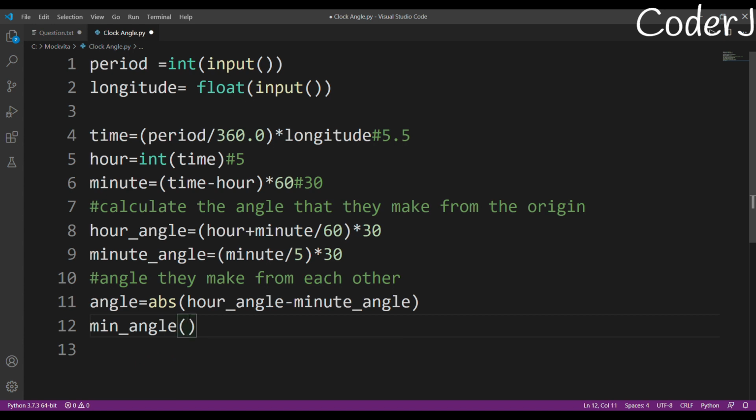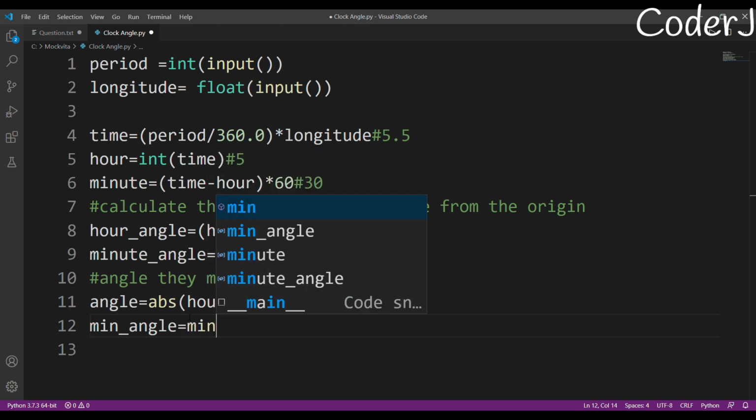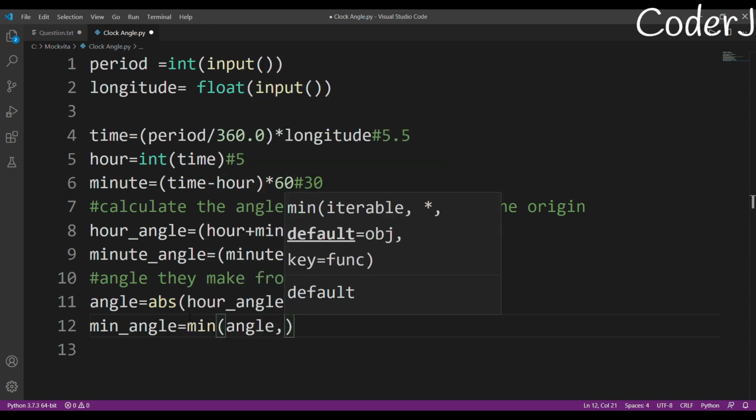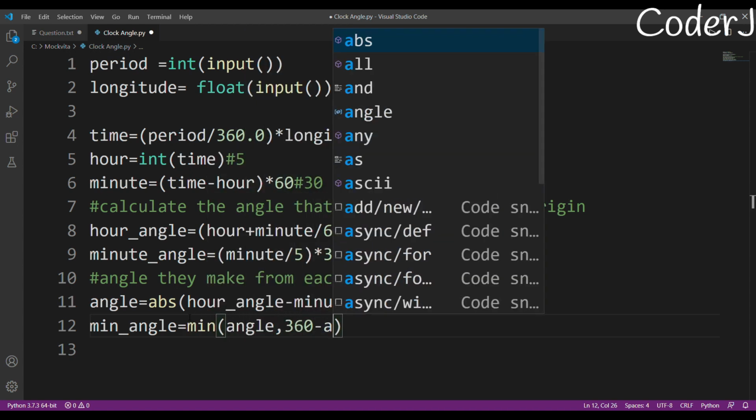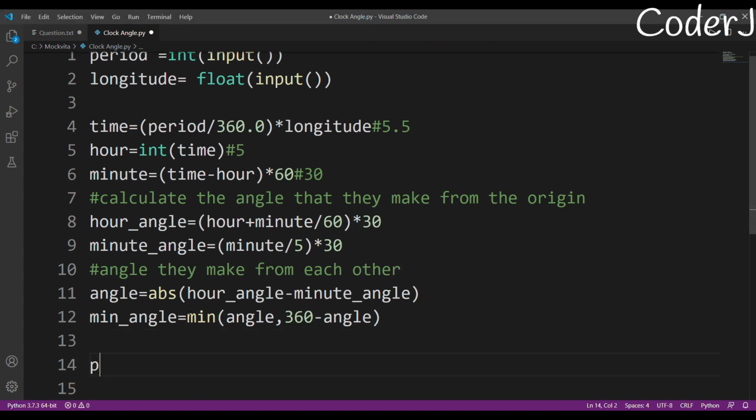So an angle can have only two values. It can either be the angle itself, or it can be 360 minus the angle. Whichever one of them is lower, that will be my answer. Okay, now I just need to print it.